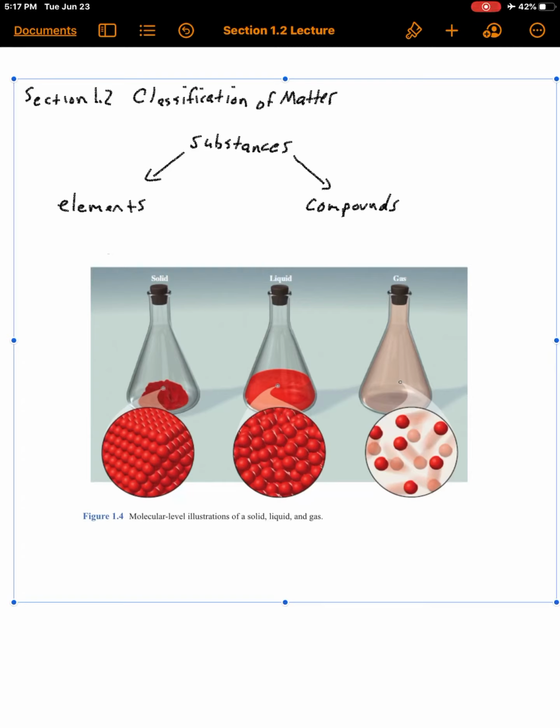Okay, this is a short lecture on section 1.2, the classification of matter. We're going to start with the simplest substances or the simplest materials that we can talk about. So we're talking about matter now. The simplest components of matter are what are called substances.